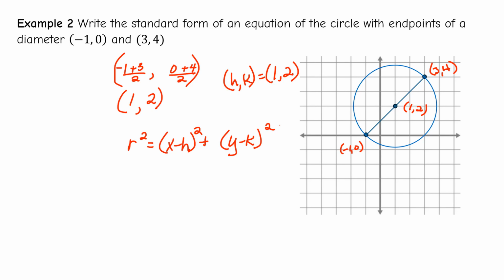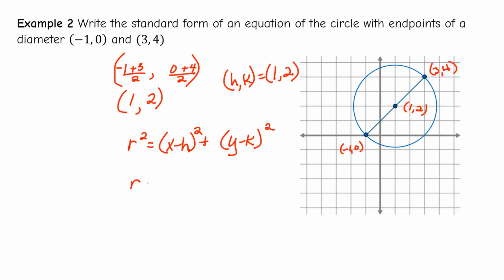We know the endpoints of the diameter, we know the center, but we don't know the length of the radius. So we're going to have to use the distance formula to figure out what the radius is. We could do that a couple of different ways. We could find the length of the diameter by using the distance formula on the points -1, 0, and 3, 4. Take half of that for the radius, or we could just find the distance between 1, 2, the center, and 3, 4, one of the points on the circle. I think I'm going to do that one.